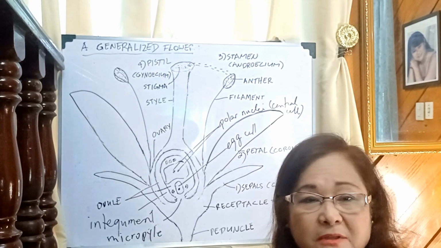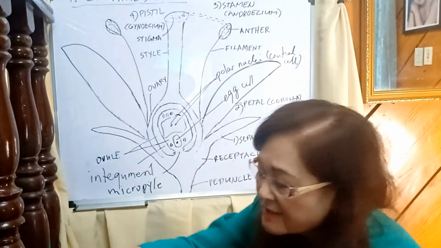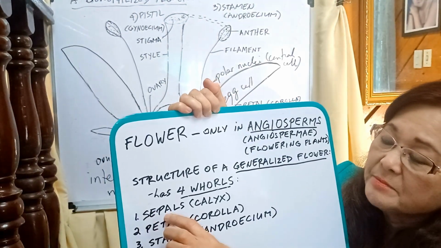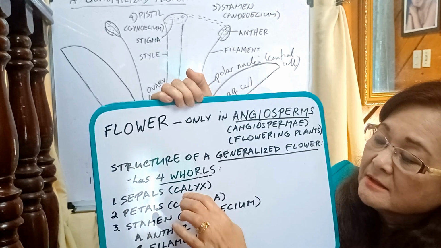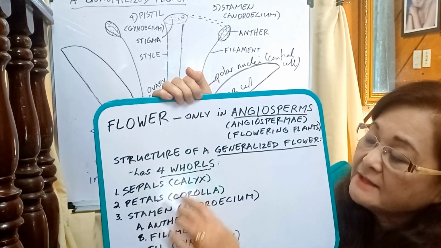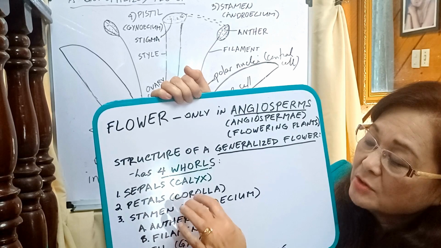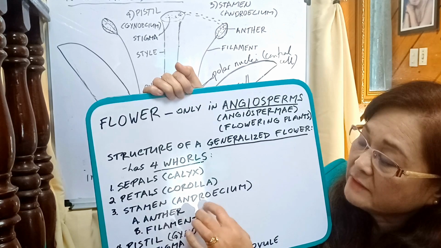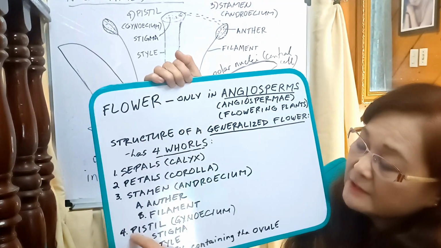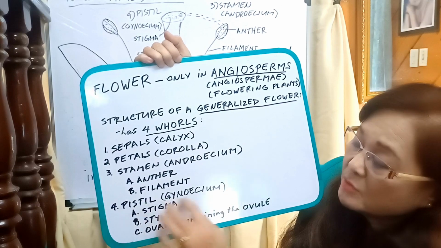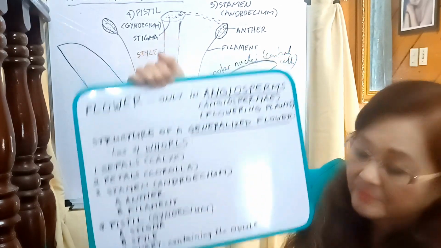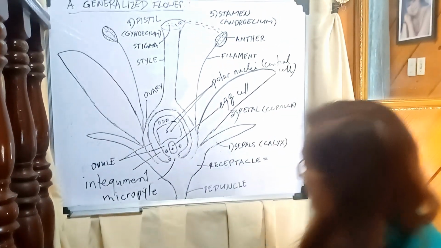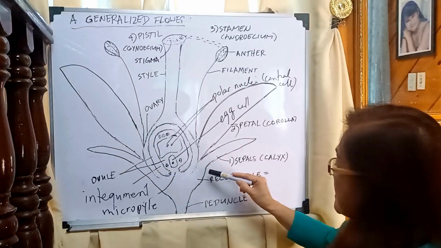A generalized flower or a complete flower has four whorls. The first whorl is the sepal, otherwise known as the calyx, collectively called the calyx. The second whorl are the petals, collectively called the corolla. The third whorl is the stamen, collectively called the androecium. And then the fourth whorl is the pistil or the gynoecium. Right. I have drawn a generalized flower ahead of time, so we could start straight away.